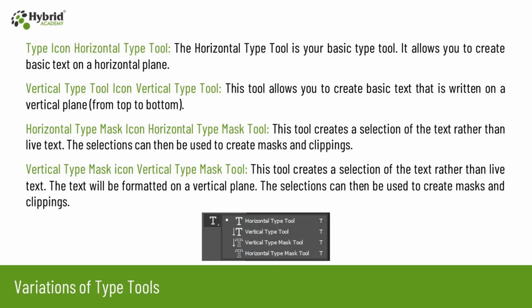Next is the horizontal type mask icon, horizontal type mask tool. This tool creates a selection of the text rather than live text. The selections can be used to create masks and clippings. Similarly, vertical type mask icon or vertical type mask tool. This tool also creates a selection of text rather than live text, and the text will be formatted on a vertical plane. The selections can again be used to create masks or clippings.